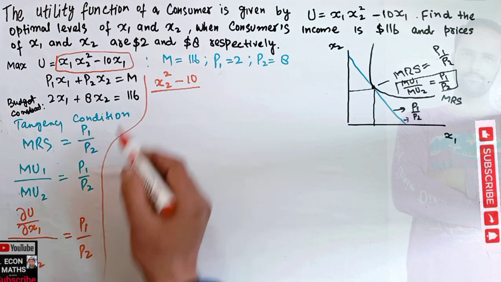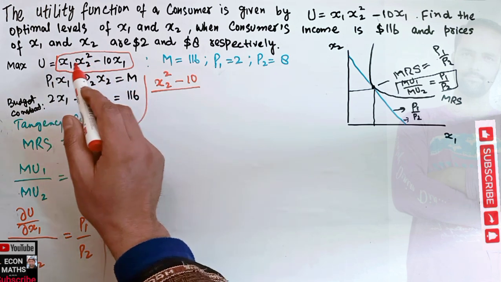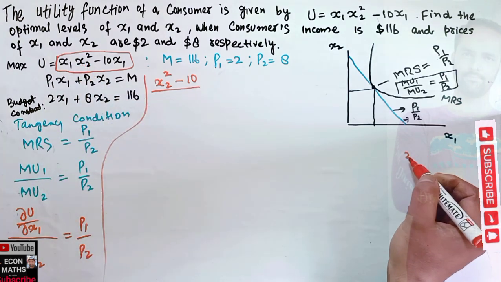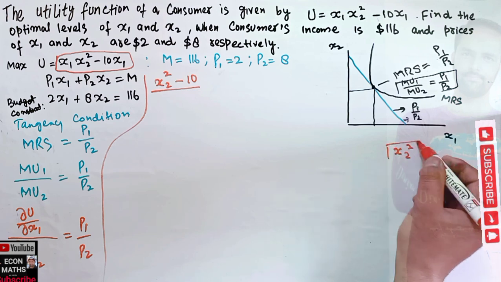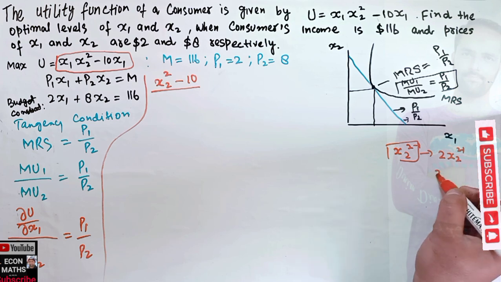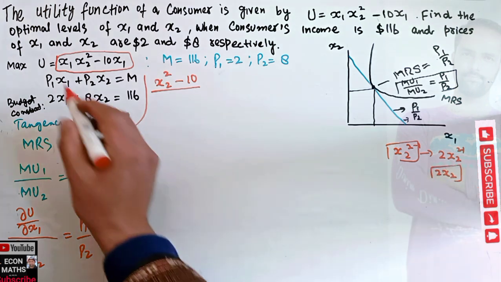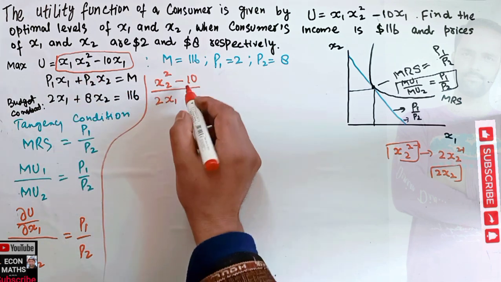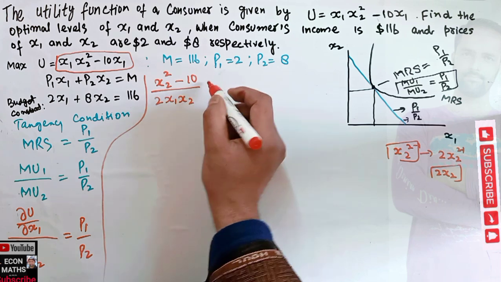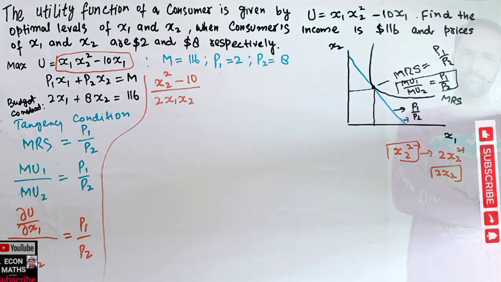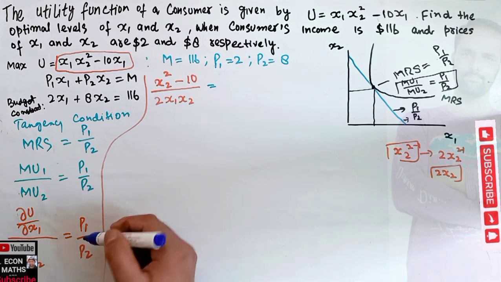Now du upon dx2 means taking the partial derivative of this utility function with respect to x2. So we have x2 square, its derivative is simply the 2 becomes the coefficient, so we have 2x2 and the exponent is subtracted by 1. So we get here 2, we have x1 as it is, and the derivative of this will be x2. And obviously we don't have any x2 involved in the second term, its derivative with respect to x2 will be 0. It should be equal to the ratio of their prices p1 upon p2.